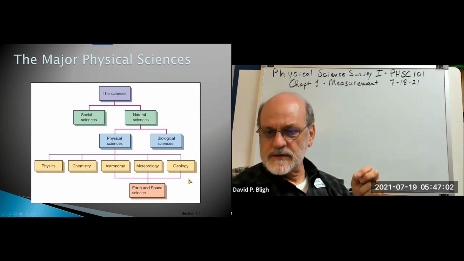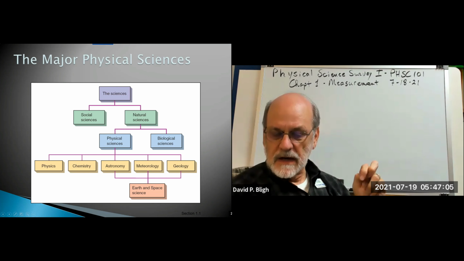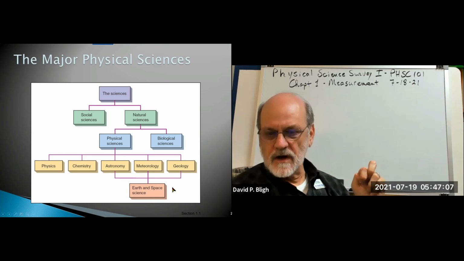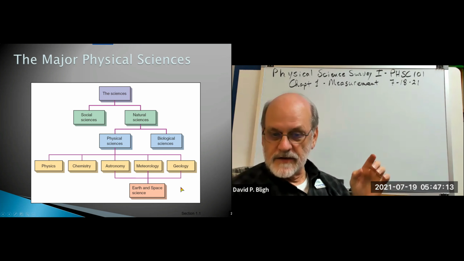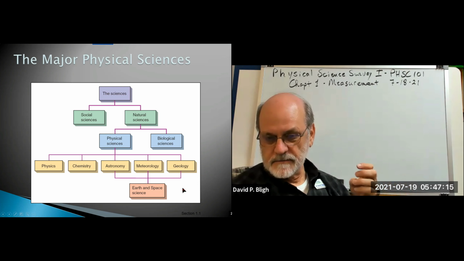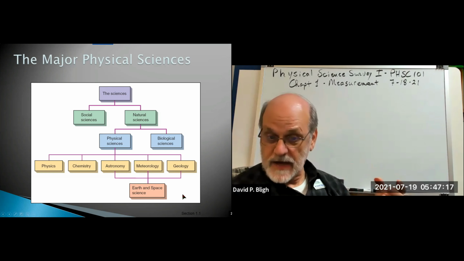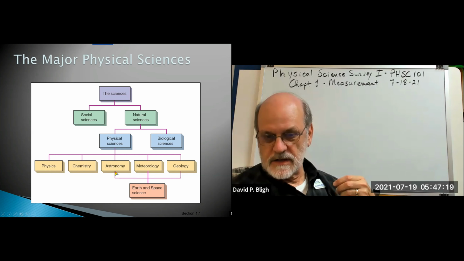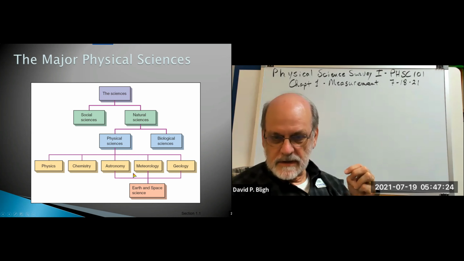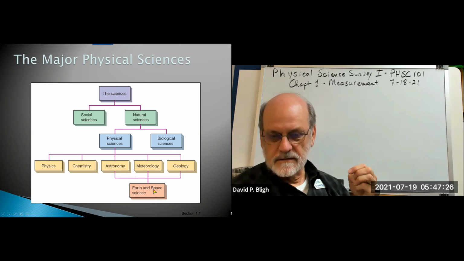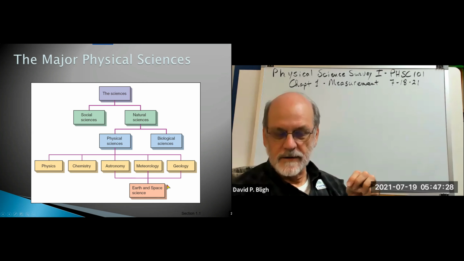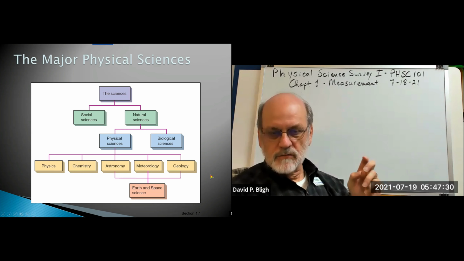And sometimes in some courses, there will be a combination of all three: astronomy, meteorology, geology, as earth and space science. Earth science, of course, by itself would just be geology and meteorology. And then we attach astronomy to this last category. Okay, so let's move on.